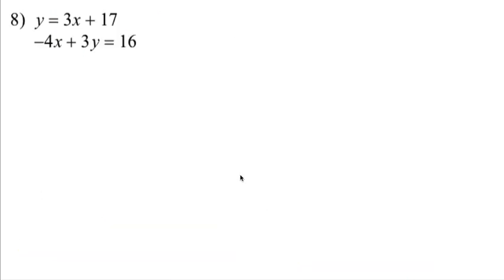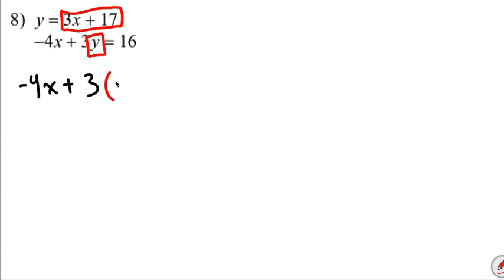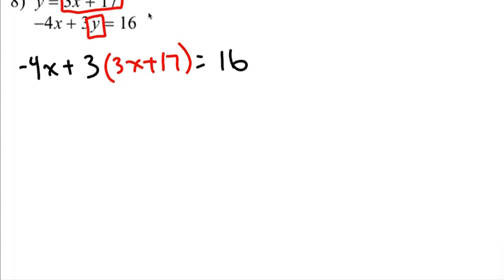All right, last problem here. One more to do and then we are finished. So take this 3x plus 17 and plug it in here for y. Let's see what we get here. Negative 4x plus 3, replace the y with 3x plus 17. And this is equal to 16. So again, all I did was I took this y and I replaced it with the top equation. That's all I did.